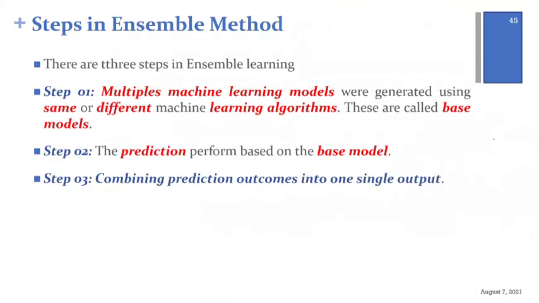Now, we say steps in ensemble method development. There are majorly three steps when you want to develop ensembles. Step one is for you to develop multiple machine learning models. You need to generate them. It could be using the same algorithm or different algorithms. We just discussed: if you are using the same machine learning algorithm, then you are developing a homogeneous ensemble. If you are using different machine learning algorithms, then you are generating a heterogeneous ensemble.